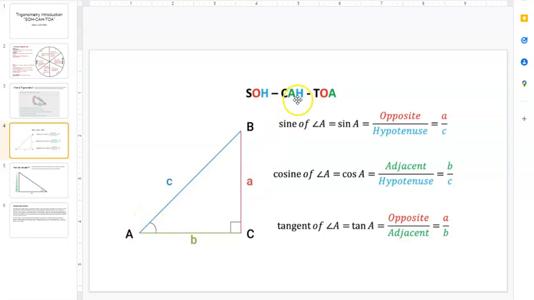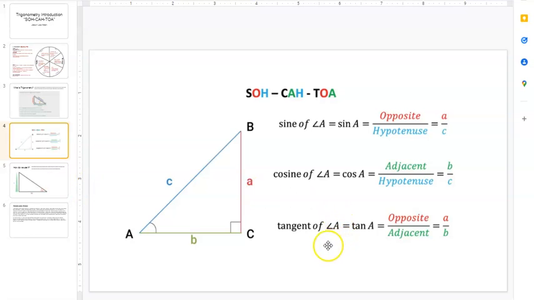If we know adjacent and hypotenuse, so if we know B and C, then we'd use this function to figure out this angle. And if we know the opposite side and the adjacent side, then we would use this function to figure out this angle. So we choose which one of these three we use depending on which pieces of information we have. So that's to figure out what this angle is or what the sides are.